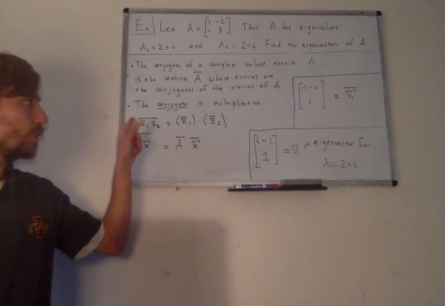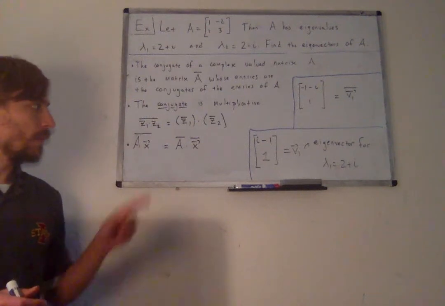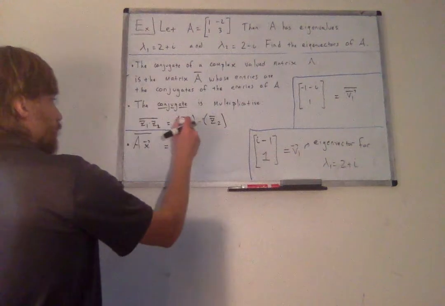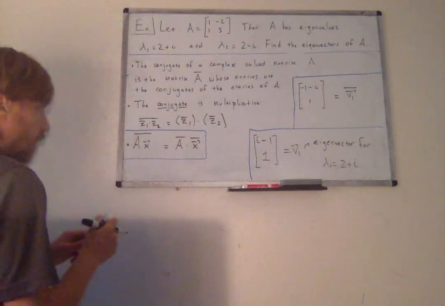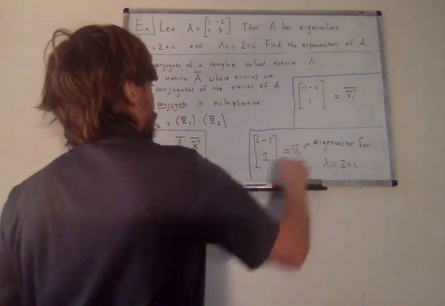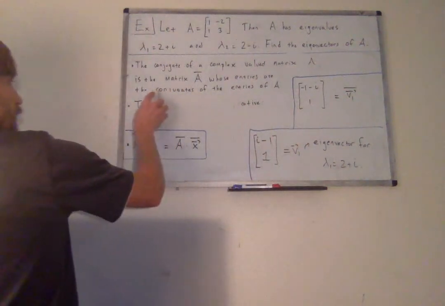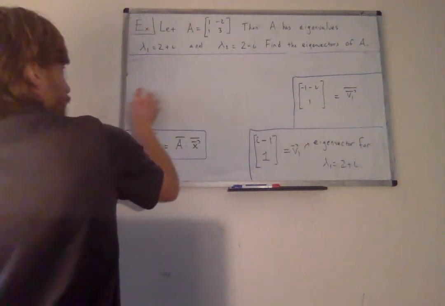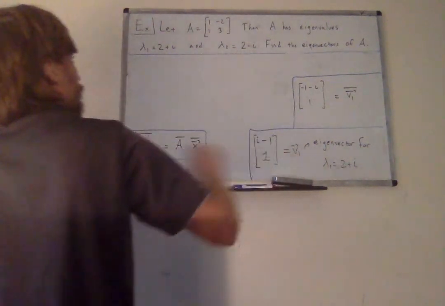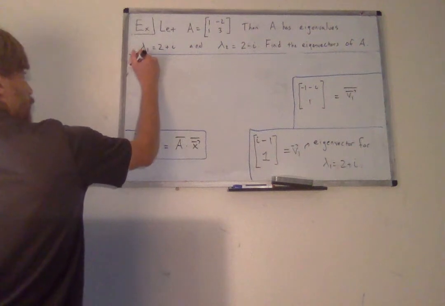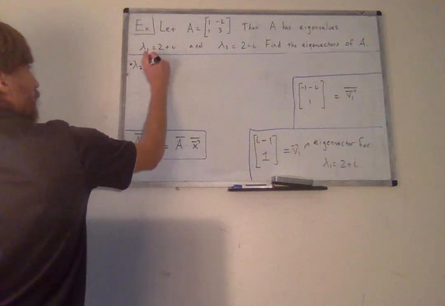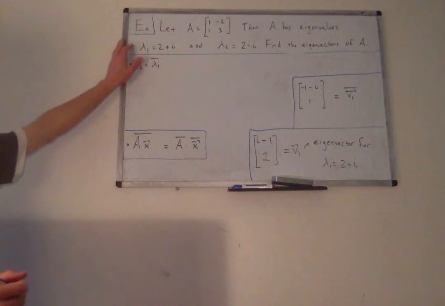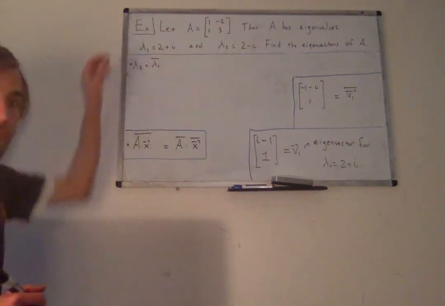And this fact actually just follows from this fact. So this fact is what we're going to use to calculate our second eigenvector for this example. So next up, I want you to notice that lambda 2 in this example, so we're going back to the example, is equal to the conjugate of lambda 1. Right? So notice that 2 minus i is equal to the conjugate of 2 plus i.